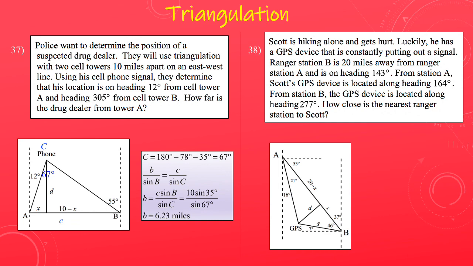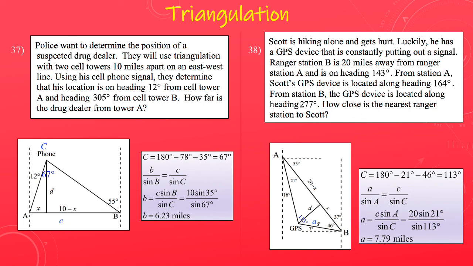From station B, the GPS was located along 277 degrees, and therefore the lower angle from B is 7 degrees. We also knew that because of right triangles, the top angle from B is 37 degrees, making angle B to be 46 degrees. We then drew a perpendicular from the GPS down to line segment AB, and that was the source of our right triangles, and we were able to do the problem.